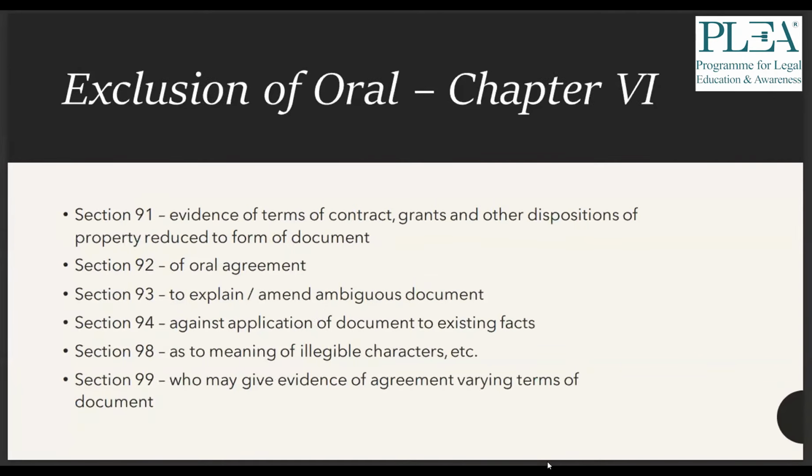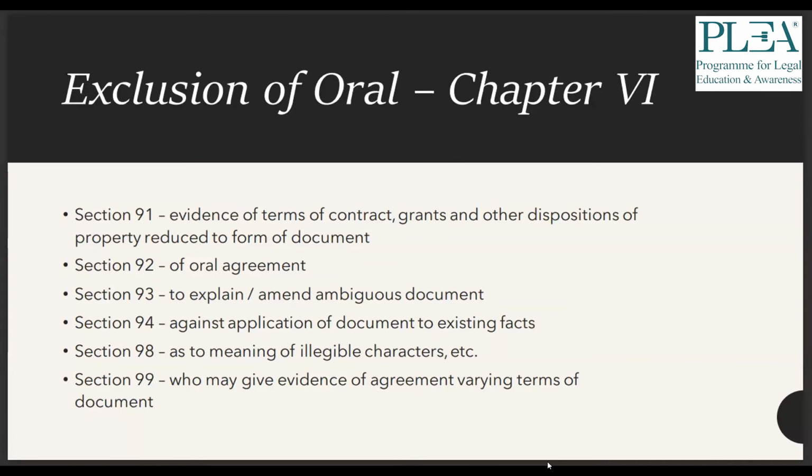Exclusion of oral. Now this is included in chapter 6 and it starts from section 91. Evidence of terms of contract, grants and other dispositions of property reduced to form of document. Now there could be certain other documents which ascertain the terms and conditions of a contract. Whether they can be included or not is what is written in section 91. Section 92 talks about exclusion of oral agreement. Now what is it exactly?